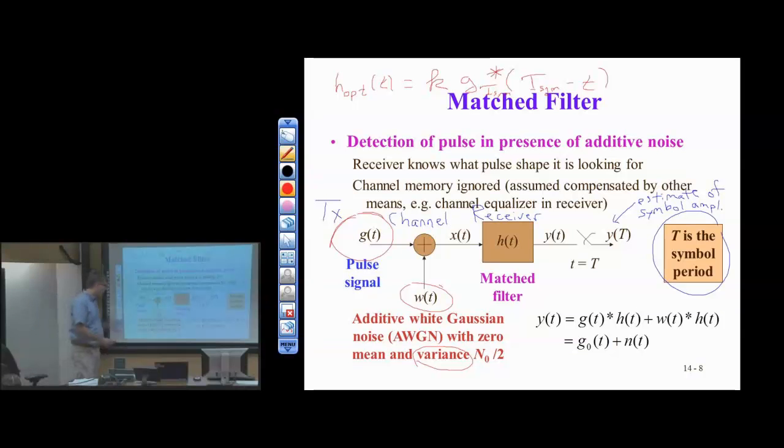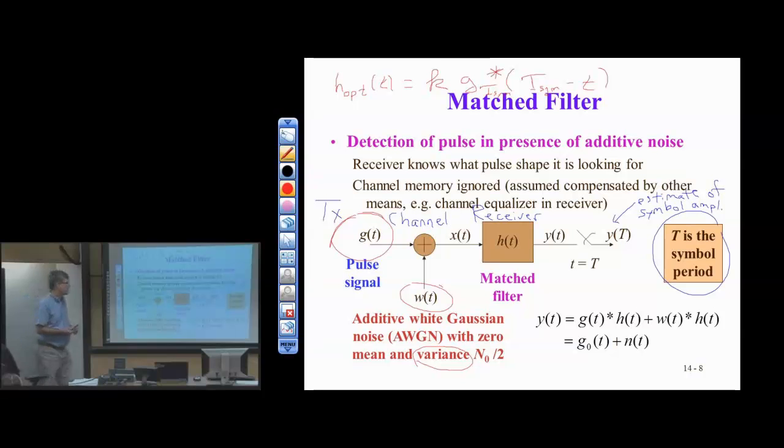All right, so let's keep going with the setup here. So a pulse shape g(t), this is deterministic, it's known. It's a rectangular pulse, a truncated sinc, a truncated raised cosine, a triangular, whatever it is. It's some pulse shape that we know, and it's deterministic. It's fixed. What's random is the additive noise. That's the source of our randomness and uncertainty.